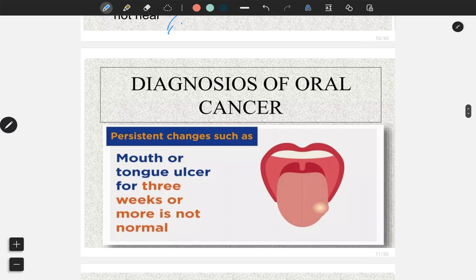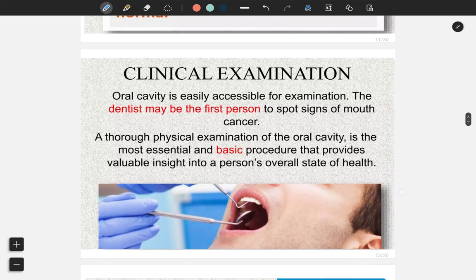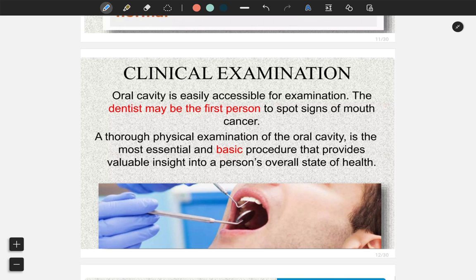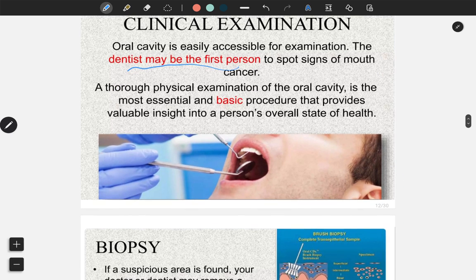Coming to the diagnosis of oral cancer, persistent changes such as a mouth or tongue ulcer for three weeks or more are not normal. If there is an ulcer on the tongue for 21 days, and you are regularly taking different medications and multivitamins, but that ulcer is not healing, this may be an early sign of oral cancer. Clinical examination: the oral cavity is easily accessible for examination. The dentist may be the first person to spot signs of mouth cancer. A thorough physical examination of the oral cavity is the most essential and basic procedure that provides valuable insights into a person's overall state of health.